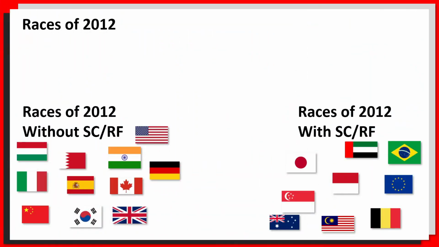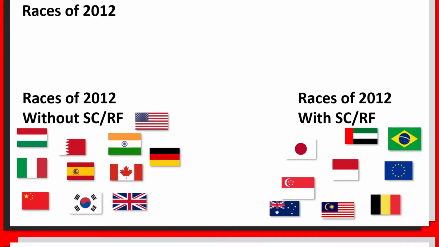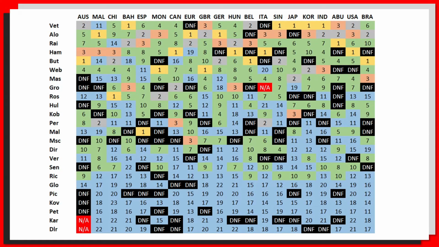So let's just remind ourselves of what happened in the 2012 season. Here is the official positions table, or at least my official positions table for the 2012 season. We had these 7 different race winners in the first 7 races, with Alonso being the first repeat winner after winning the European Grand Prix in Valencia.